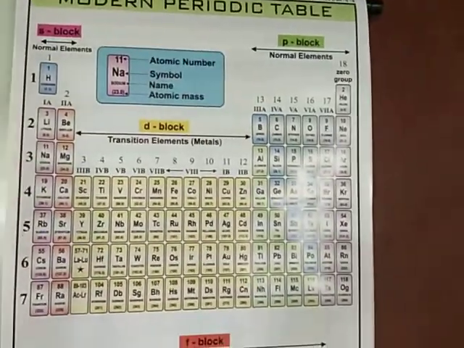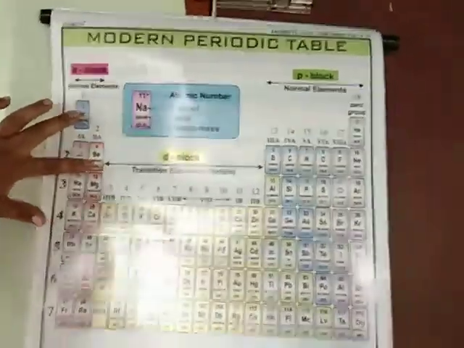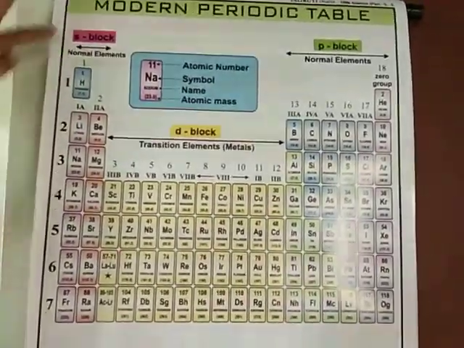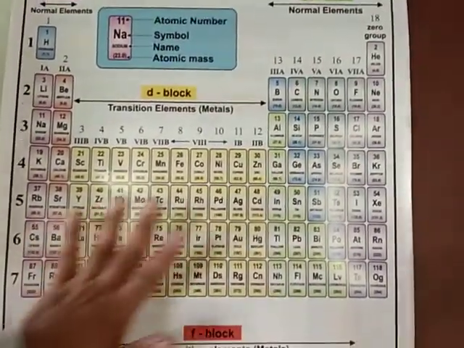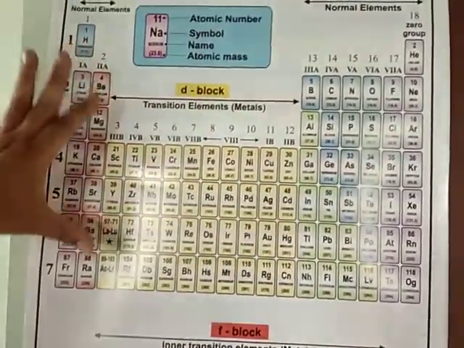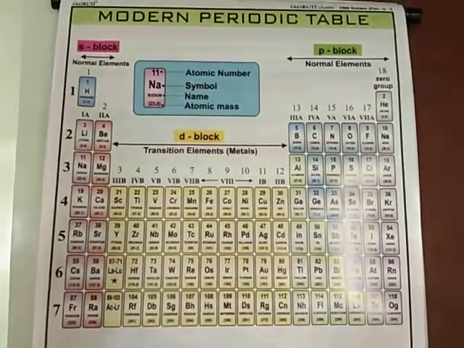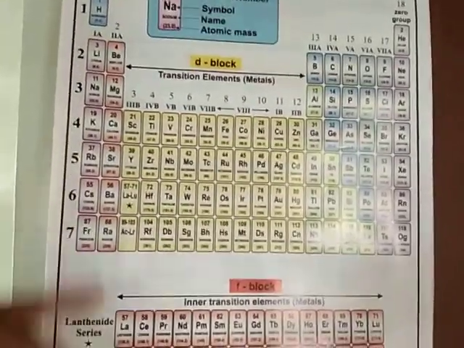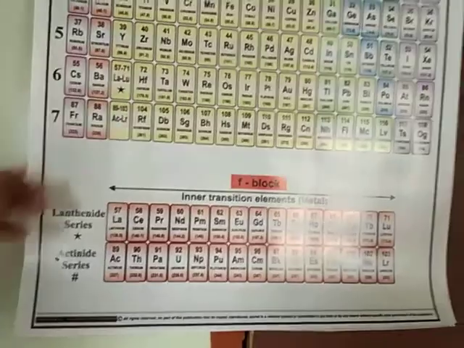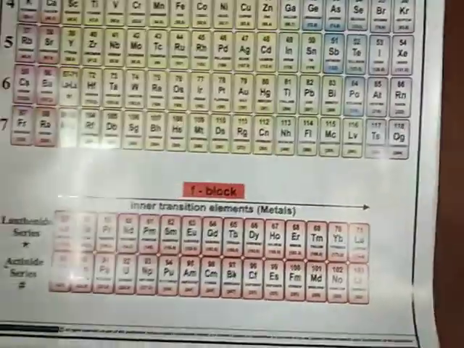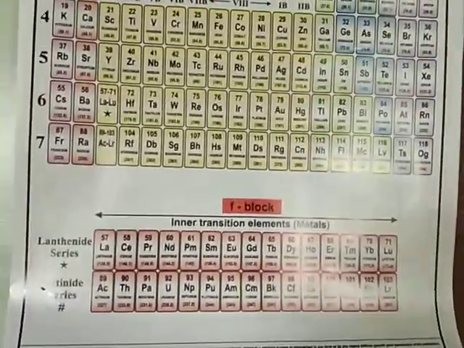Like 18 groups. Okay. In the first and second groups, they are S block elements. These are normal elements. And groups 3 to 12 are transition elements, that is metals, present in groups 3 to 12, which are called D block elements. And groups 13 to 18 are normal elements, that is P block elements, that is the zero group. And the 2 series, lanthanide series and actinide series, which are present at the bottom of the periodic table, are called the F block. That means he arranged all elements in S block, D block, P block and F block.